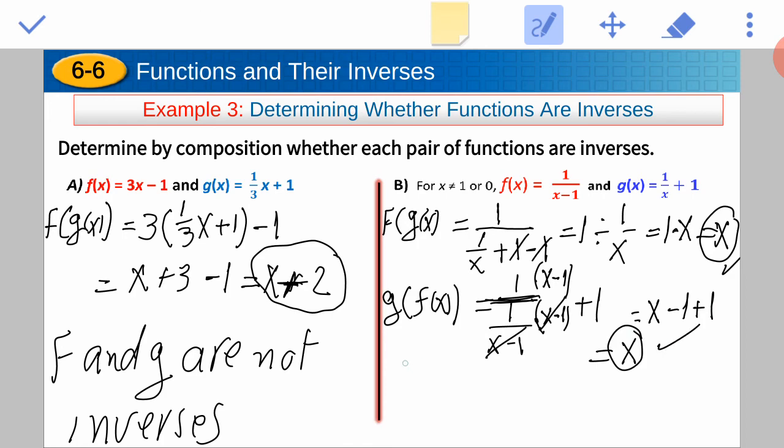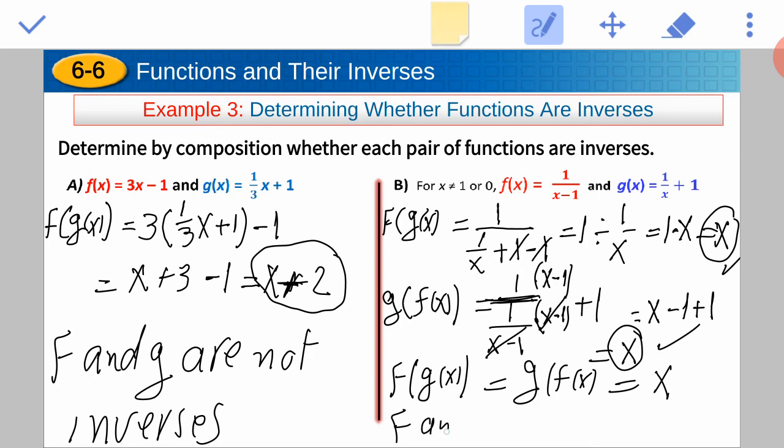So guys, since f of g of x is equal to g of f of x, and both of them are equal to x, then f and g are inverses. The two functions are inverse functions to each other.